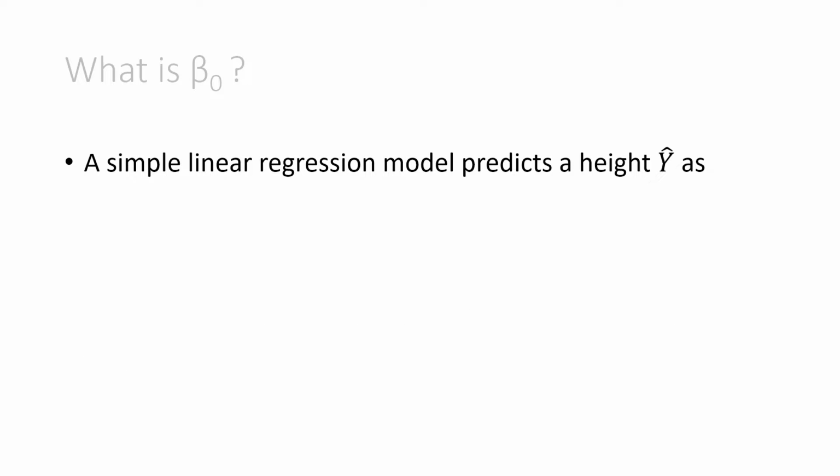A simple linear regression model predicts a height y hat as y hat is equal to beta naught plus beta 1 times x for any weight x. This is the same as before, except we removed the i subscript. Sometimes you need it, others you don't.